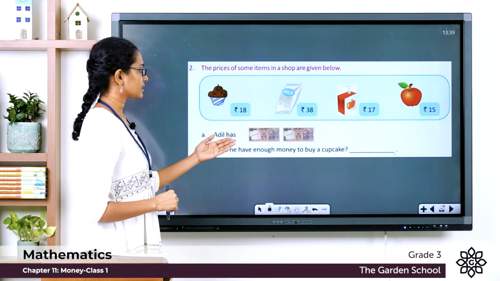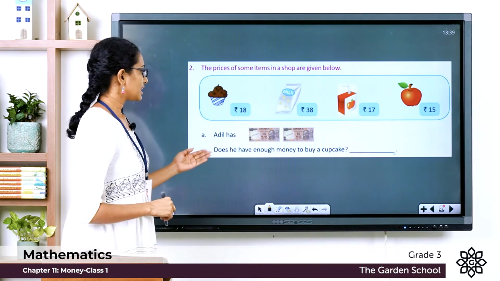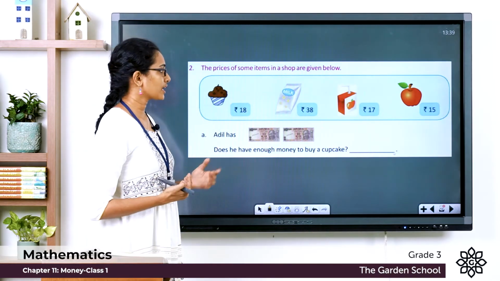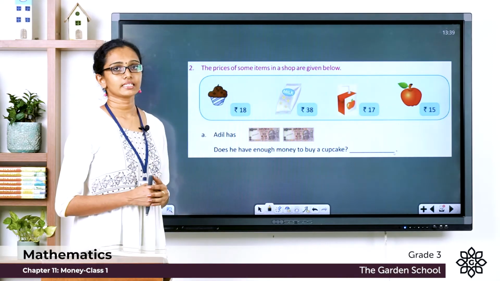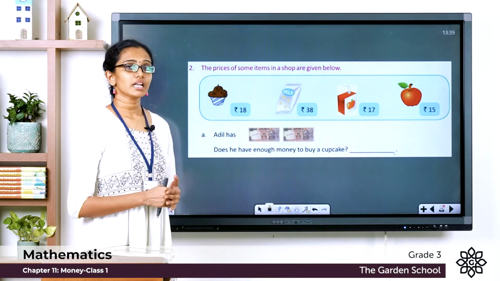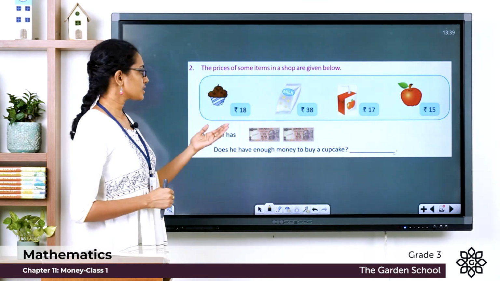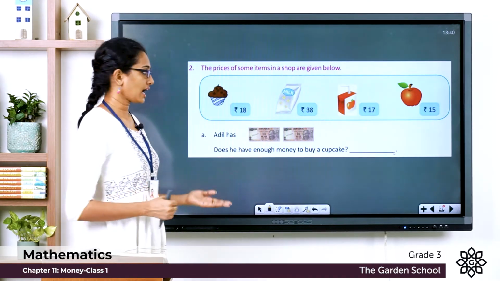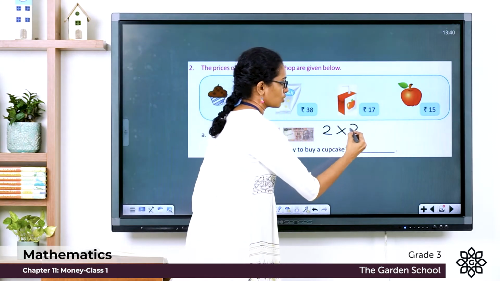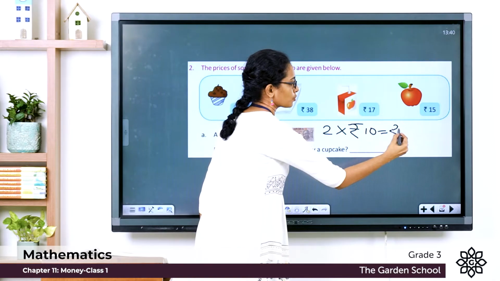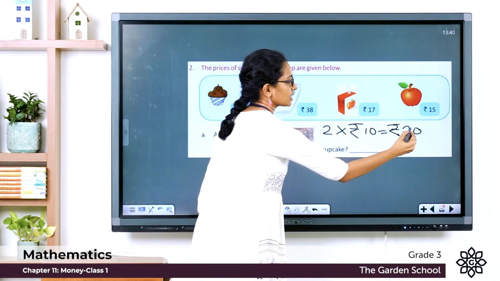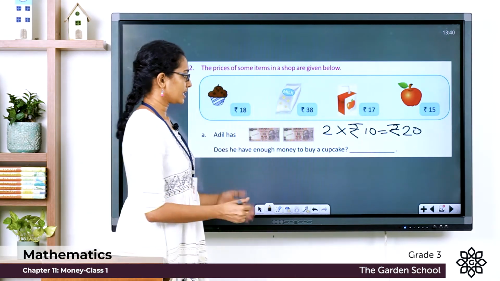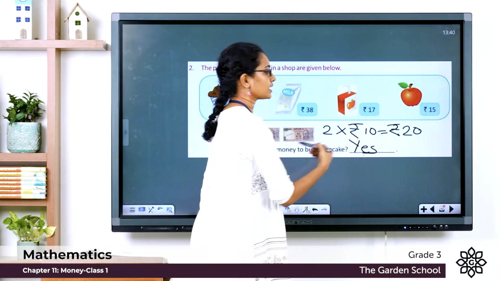Question A. Adil has, see, there are 2 10 rupee notes. Does he have enough money to buy a cupcake? So let's see how much does a cupcake cost. A cupcake costs rupees 18 and we have to check if Adil has enough money to buy a cupcake. So what is the amount of money that he has with him? He has 2 10 rupee notes with him, which means he has 2 into rupees 10, that is equal to rupees 20 with him. And a cupcake costs only 18 rupees. So does he have enough money to buy it? Yes, Adil has enough money to buy a cupcake.